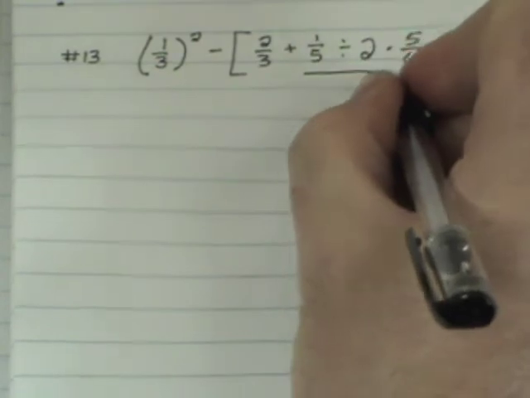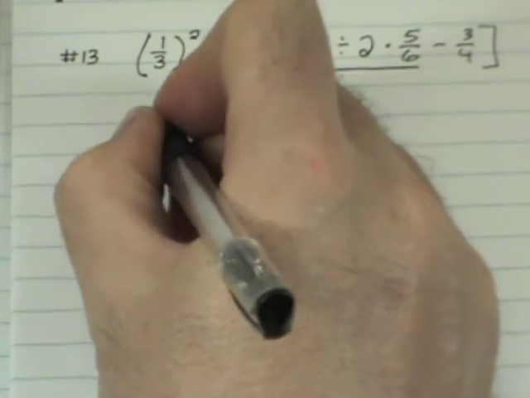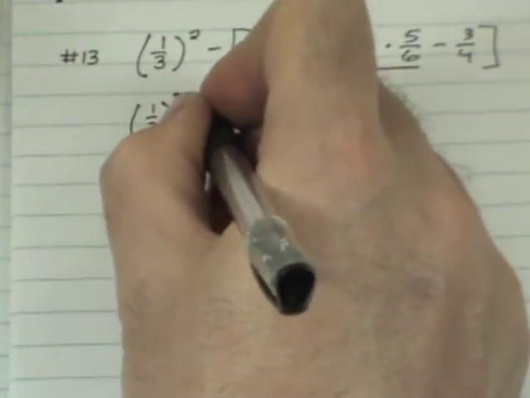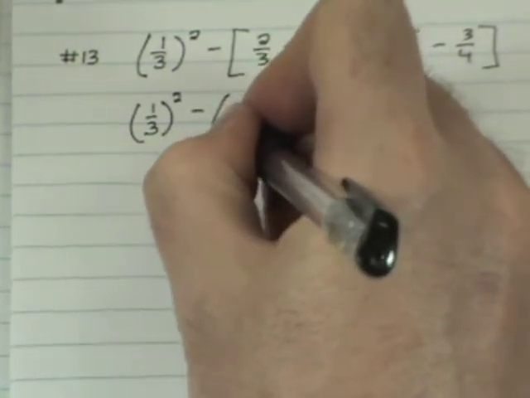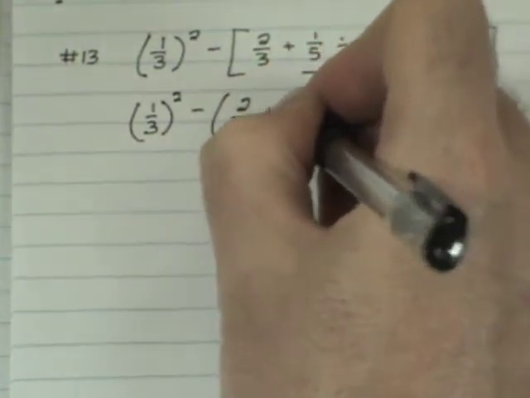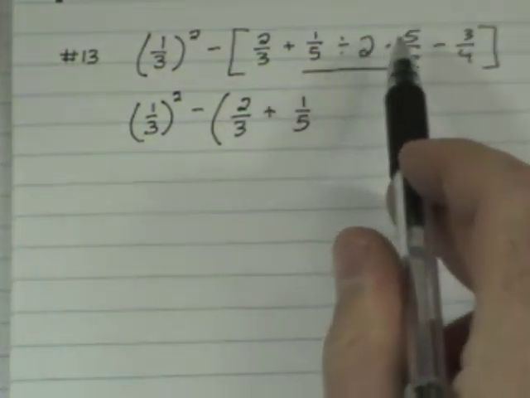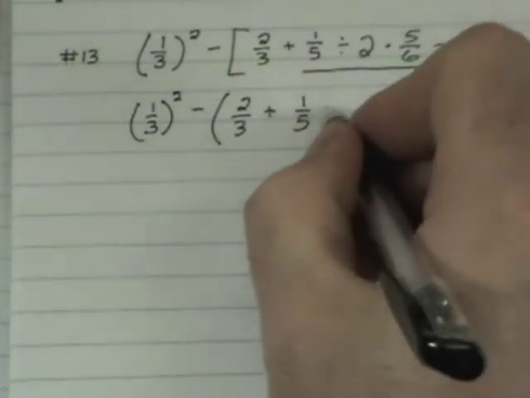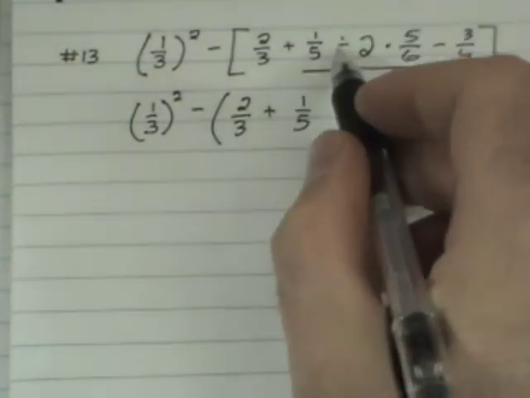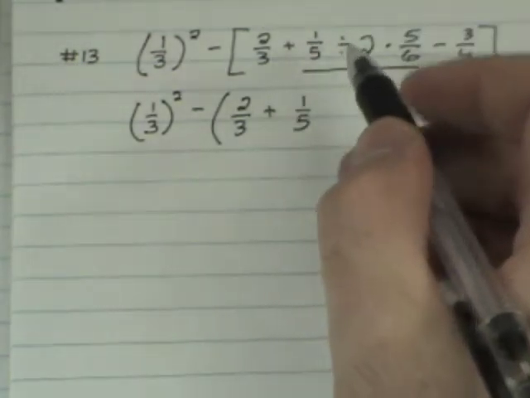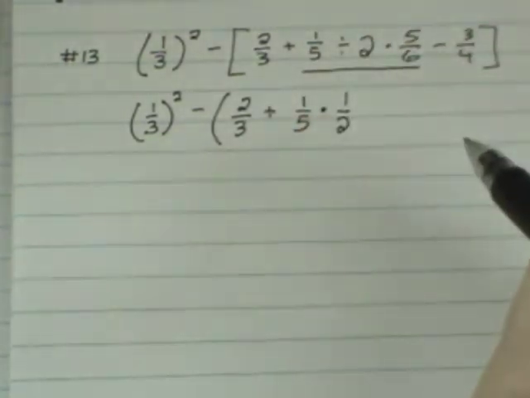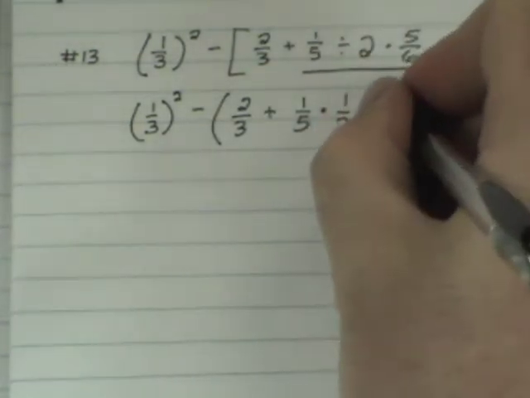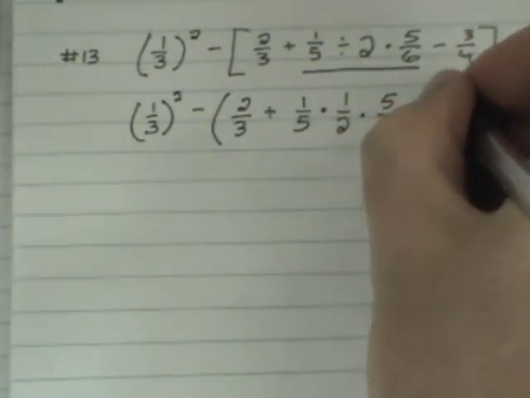That will focus my attention on these three terms. I'm going to rewrite the first one. Say 1/3 quantity squared minus, and I go to my second set of parentheses, and I'm going to say 2/3 plus 1/5. In order to do multiplication and division, you want improper fractions. So this would be divided by 2/1. But divided by 2/1 is going to need to be reciprocated. And so I'm going to say times 1/2, as that's the reciprocal of 2. Times 5/6 minus 3/4.